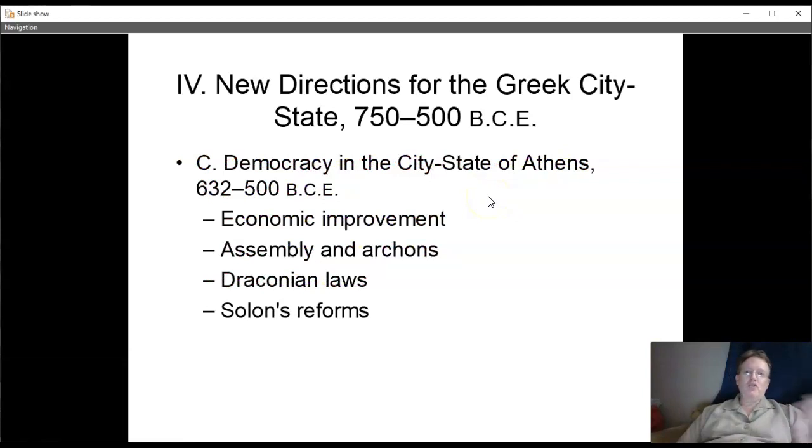He retracts a lot of Draco's laws and Draco's policies, and he actually fears a civil war. He actually believes Athens might crumble into an internal civil war that might bring down the entire city-state. Could have happened. He ends debt slavery. He frees enslaved people. He cancels debt.